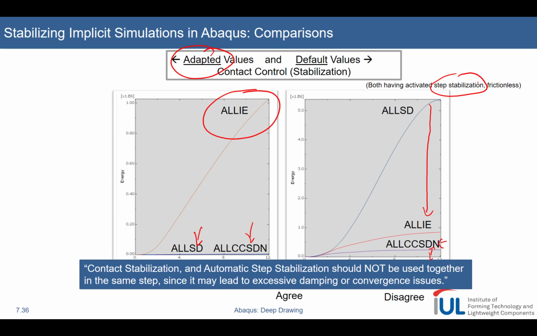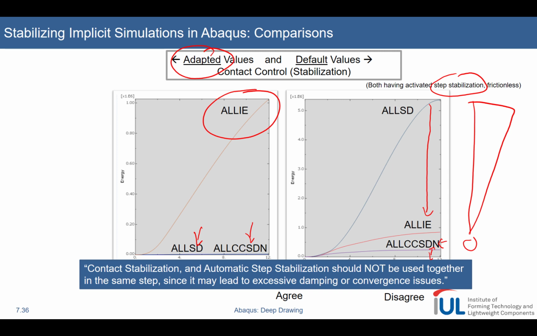And the excessive damping is the one you see here on the right, when they negatively amplify each other because you've chosen non-optimal parameters, then it's total BS what you get as a result. However, on the left, you see a pretty fine-tuned simulation, again, where I activated contact and automatic step stabilization, and I had zero convergence issues.